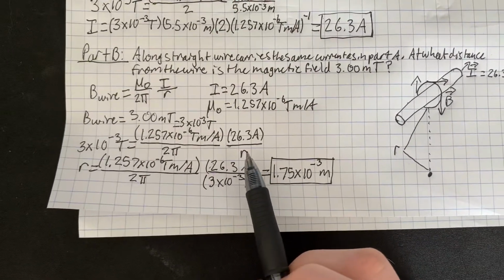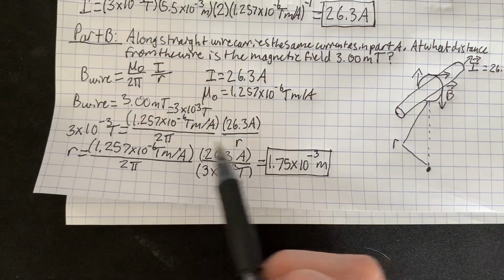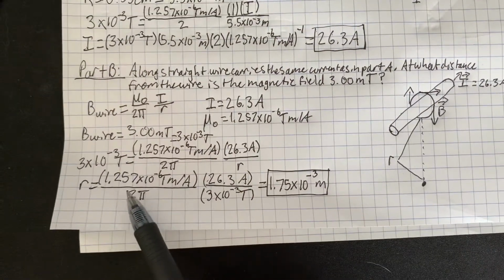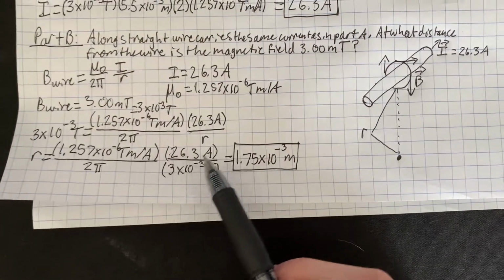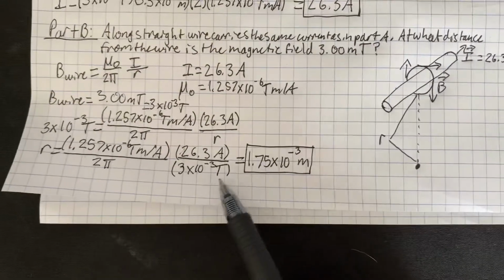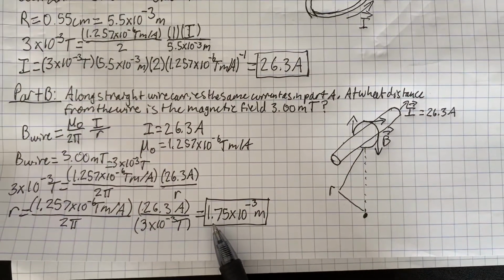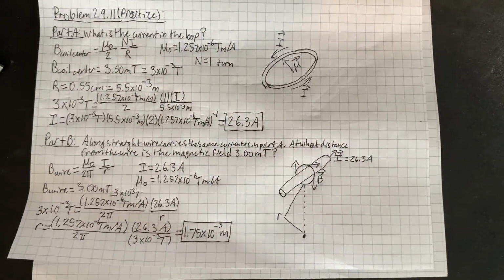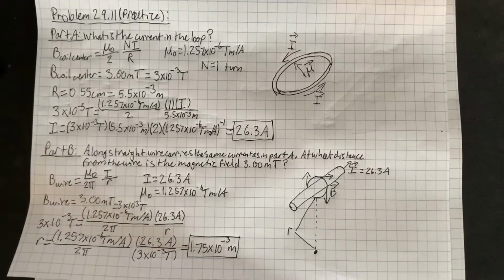So just through algebra, we can multiply both sides by r and divide both sides by this, and they basically just switch places. So our distance equals our constant divided by 2 pi times our current divided by our magnetic field strength. And that gives us a distance from the wire of 1.75 times 10 to the negative 3 meters. So yeah, that's how you do 29.11, which is the practice problem.